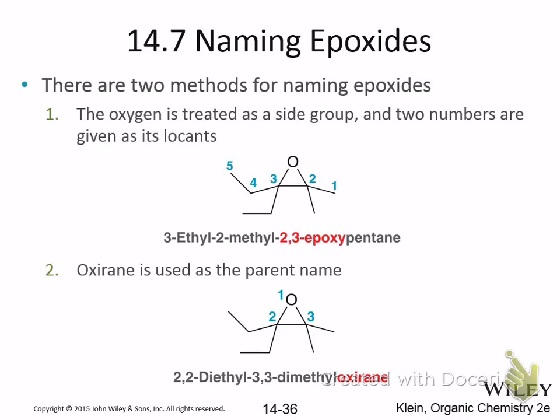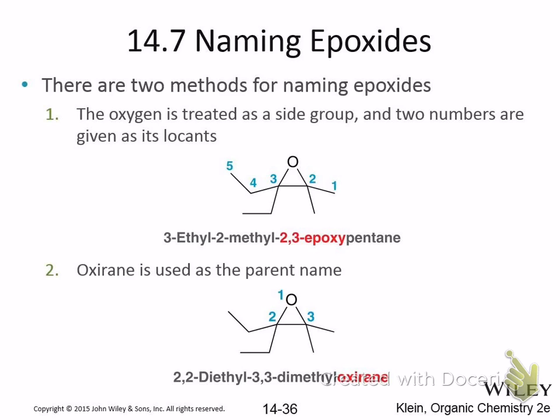The simple way to do ethers is to say, oh, sorry. Yeah, sorry. This one here, actually, this one at the bottom, is more like the common naming for ethers. So the simple way to do epoxides is more like the common way of doing ethers, and that is to call the three-membered ring oxirane.